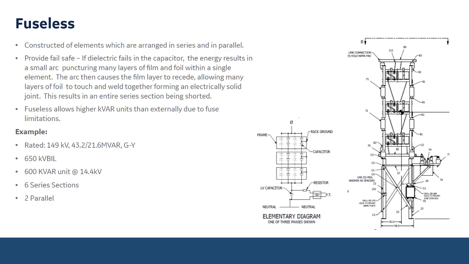The fuseless design allows for higher kVAR units than externally fused due to fuse limitations. This is an example of a 149 kV, 43 MVAR grounded Y bank at 650 kV BIL, utilizing 600 kVAR units, 6 series sections, and 2 in parallel.